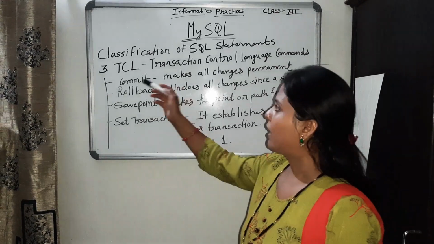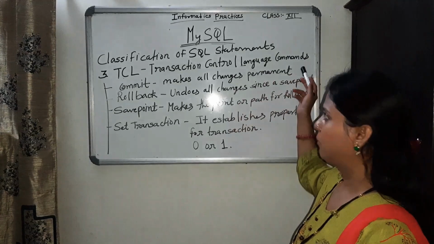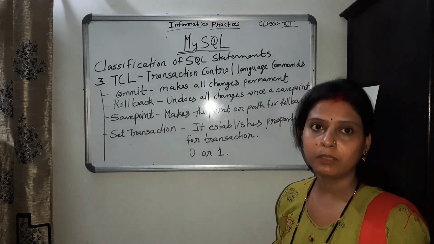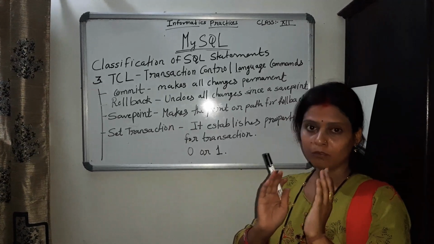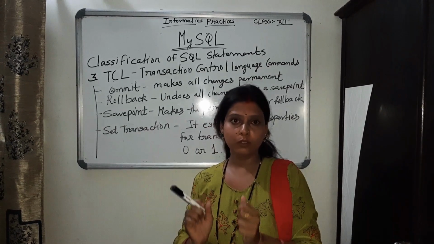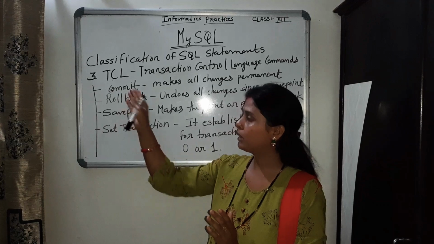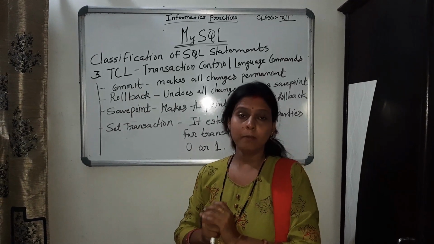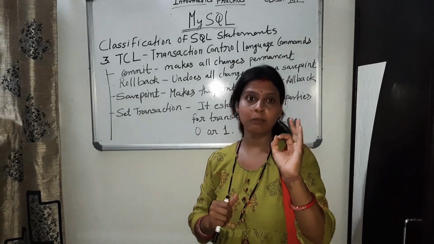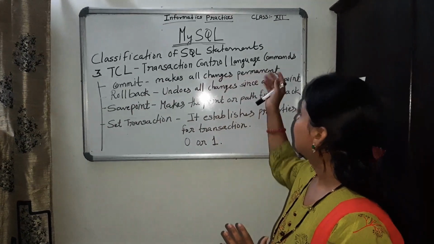Third command type is TCL. TCL stands for transaction control language commands. Here there are four commands. First one is the commit command. When we perform all the transactions in MySQL, if we want to control all the transactions, then TCL commands are used. And the commit command, what does it do? It works for making permanent changes for all the transactions. By default, the commit command always makes all the changes permanent.